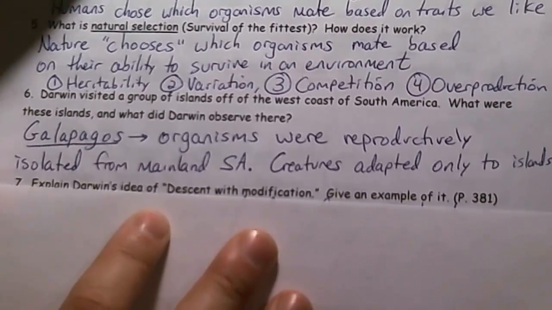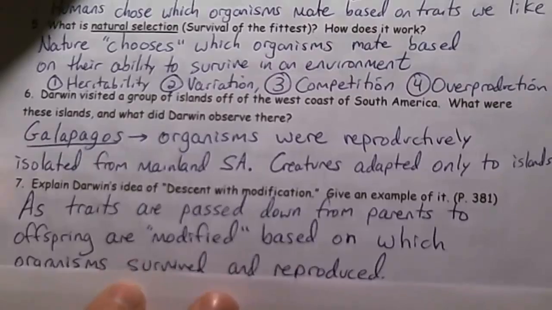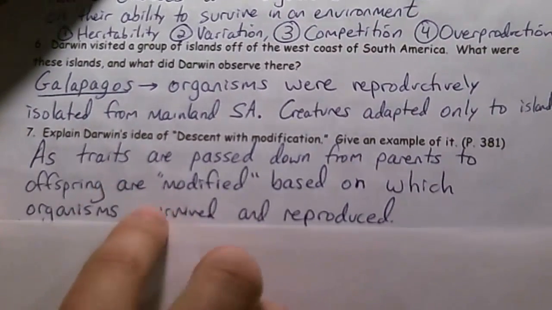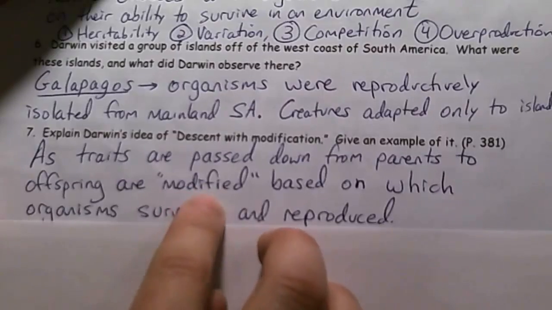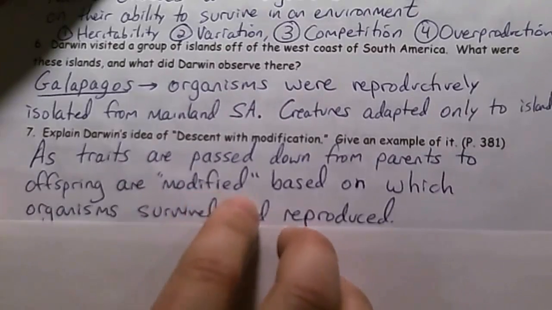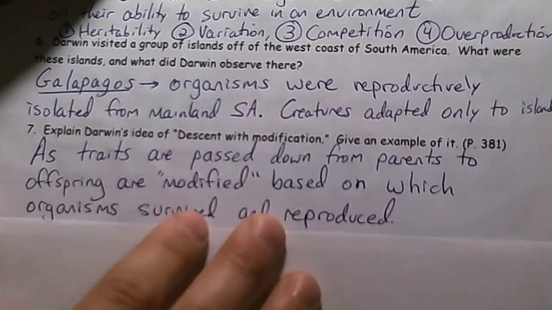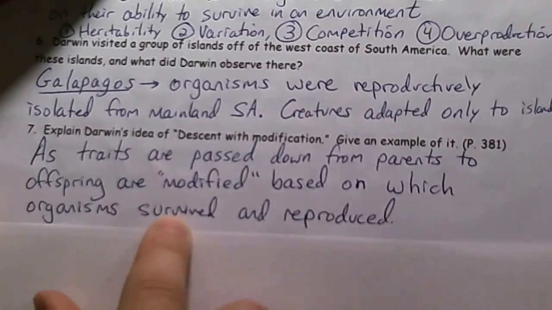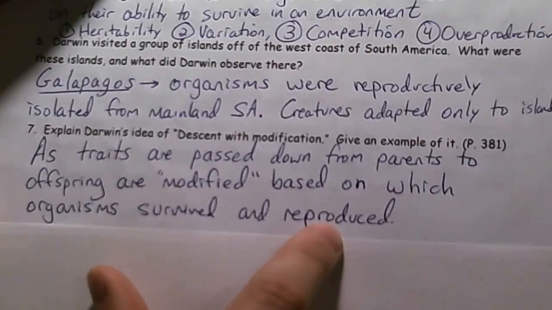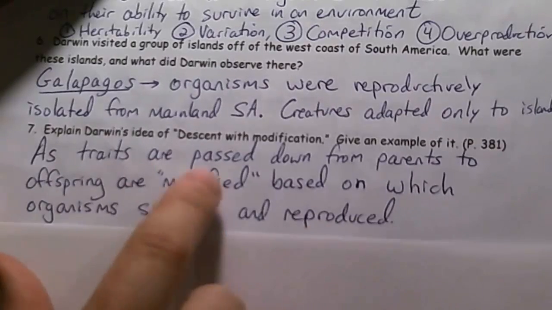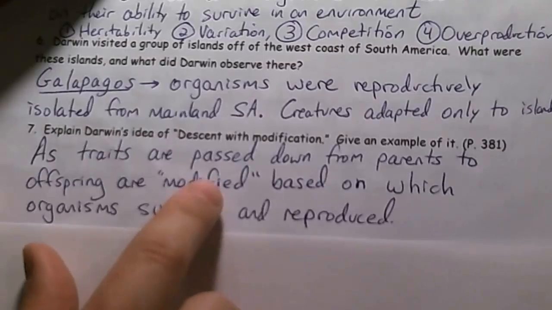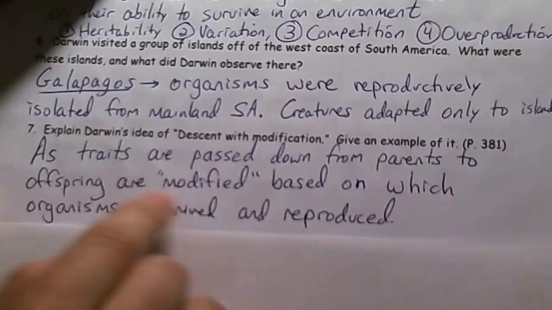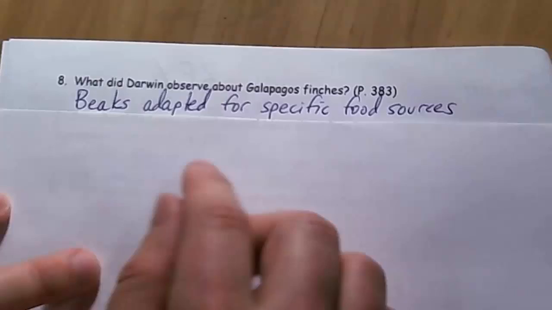Explain the idea of descent with modification. Well, that's where traits are passed down from parents to offspring, but in doing so, they're sort of modified. They're not the same as the parents. And generally, when it comes to natural selection, it's modified based on which organisms survive. The ones that survive get to reproduce. However, you yourself are a descendant of your parents, but you are not exactly like your parents. You are a modification of your parents.